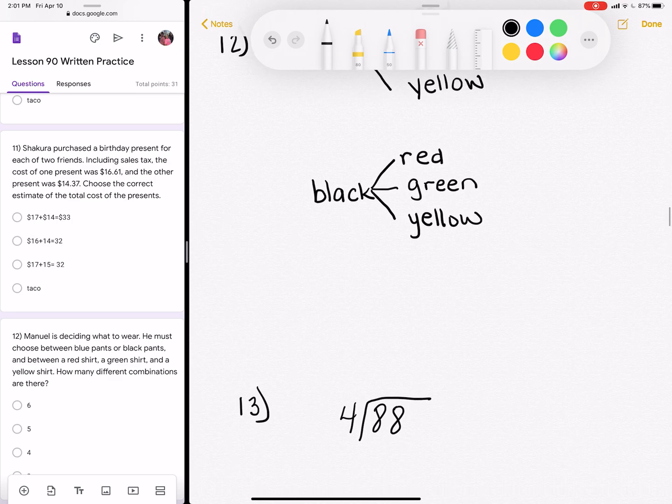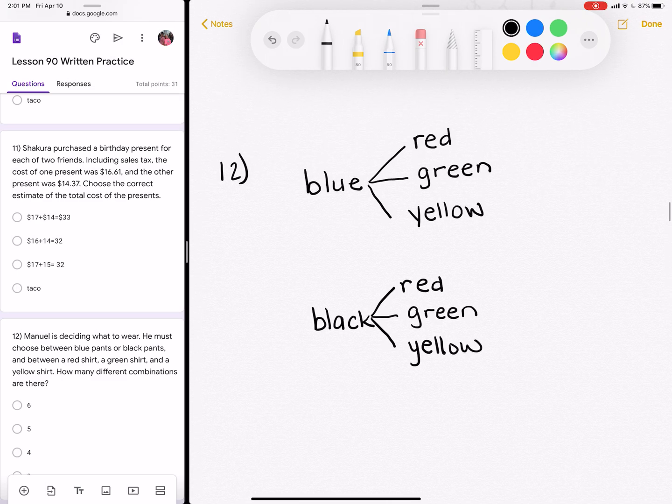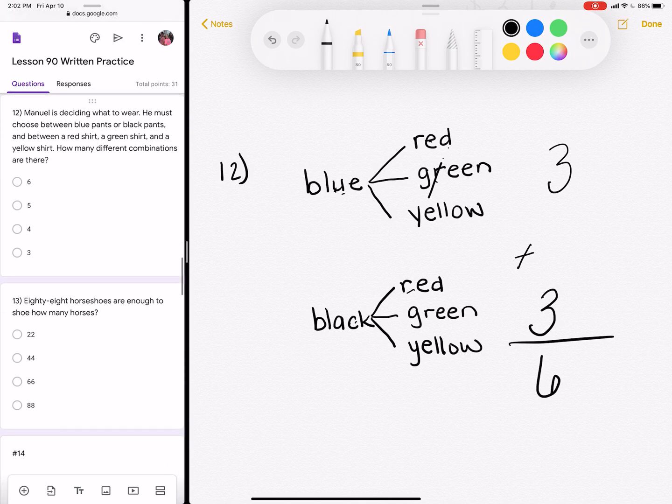Number 12. Manuel is deciding what to wear. He must choose between blue or black pants and a red, green, or yellow shirt. How many combinations are there? So you could have red and blue, green and blue, yellow and blue, and that's 3 different outfits. And the same can be said with the black pants. Red and black, green and black, yellow and black. That is another 3 options. So add those 2 together and you get 6.